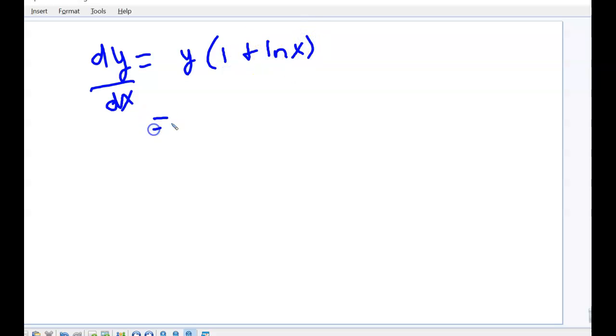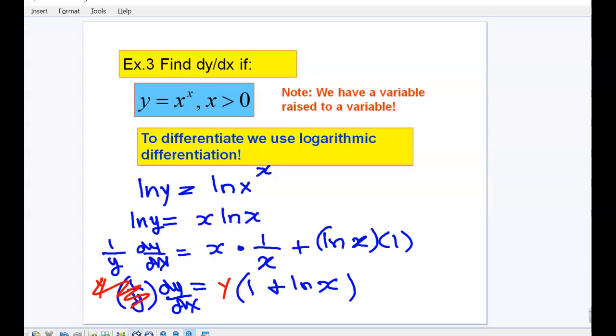Now, some people are tempted to stop there, but if this was a multiple choice question, if we go back to the original question, y is x to the x. So they would write their answer as that. So again, logarithmic differentiation, the only time we use it is when we have a variable raised to a variable. Take the log of both sides, use your logarithmic rules, and then take the derivative implicitly.